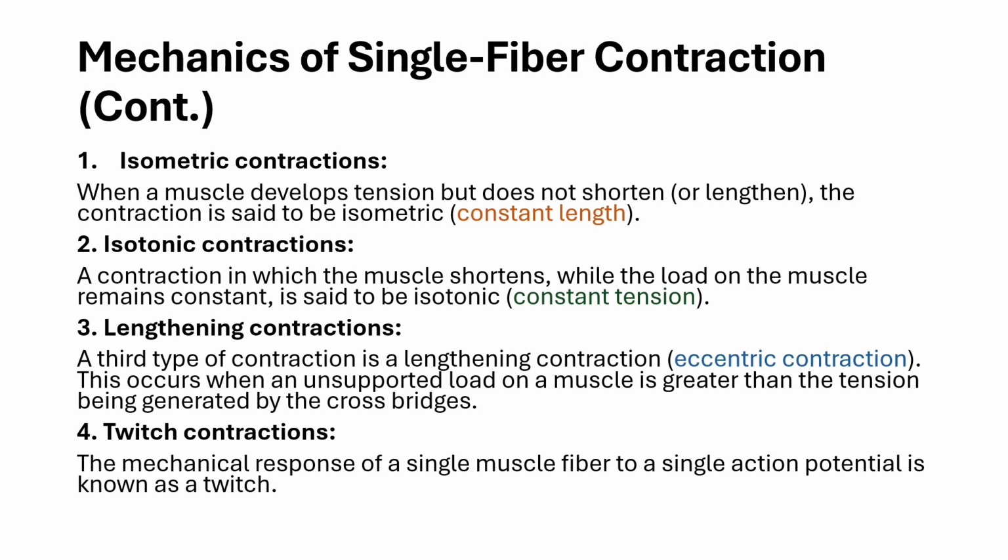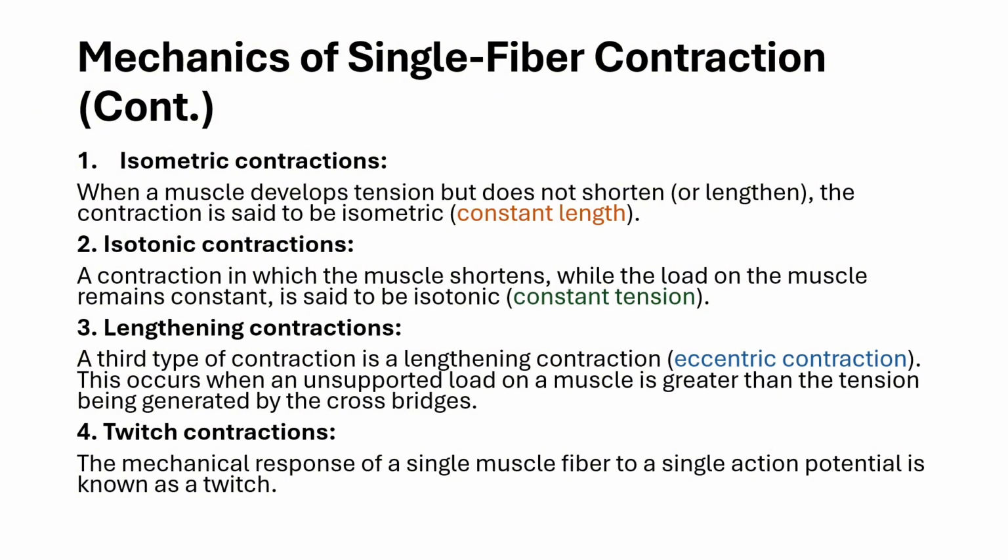Number two is isotonic contractions. In an isotonic contraction, the muscle shortens while maintaining a constant tension to overcome the load. This is the type of contraction that occurs when you lift a weight, where the muscle changes length but keeps generating consistent force to move the object.